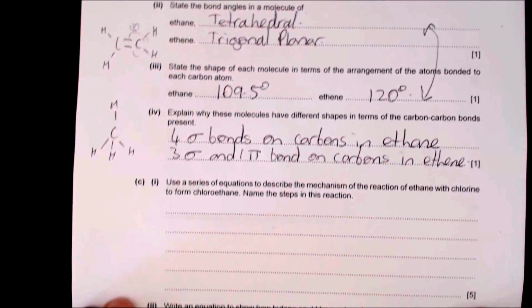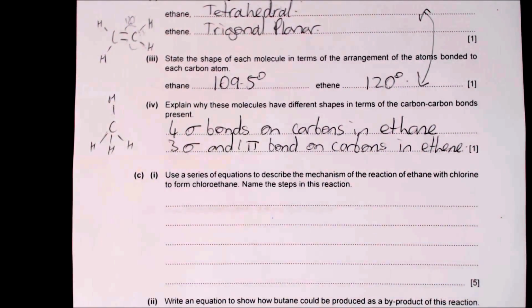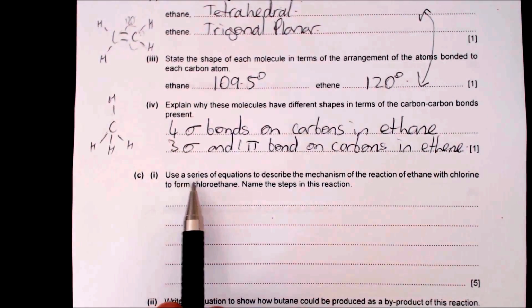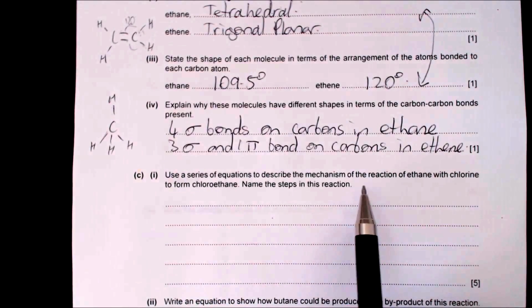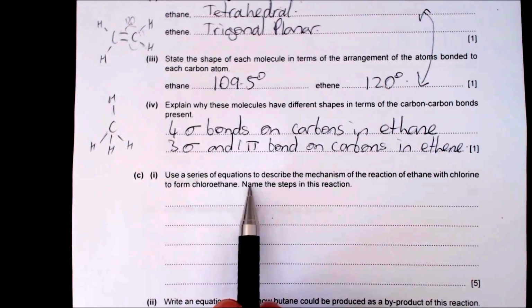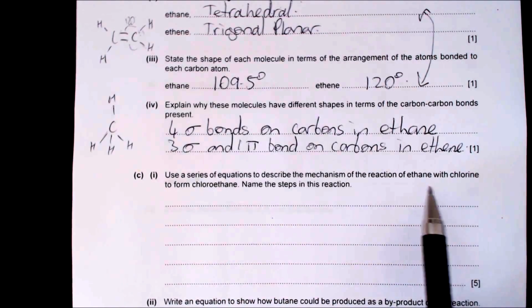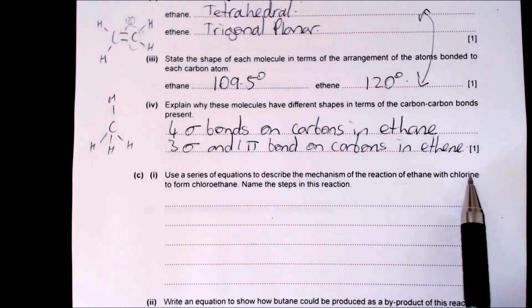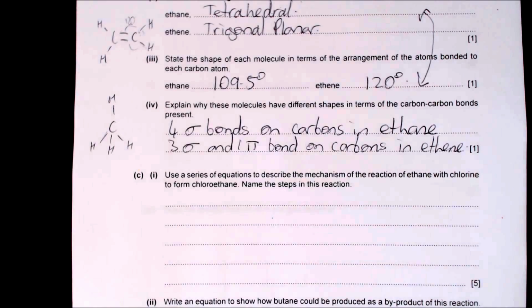Right, and then on to the next part. So this is C part 1. It says use a series of equations to describe the mechanism of the reaction of ethane with chlorine to form chloroethane and name the steps in this reaction. Right, whenever we're seeing an alkane reacting with a halogen, remember alkanes are very unreactive. And one of the ways in which we can actually make these react is by creating a really reactive species. And this would be through creating a free radical.